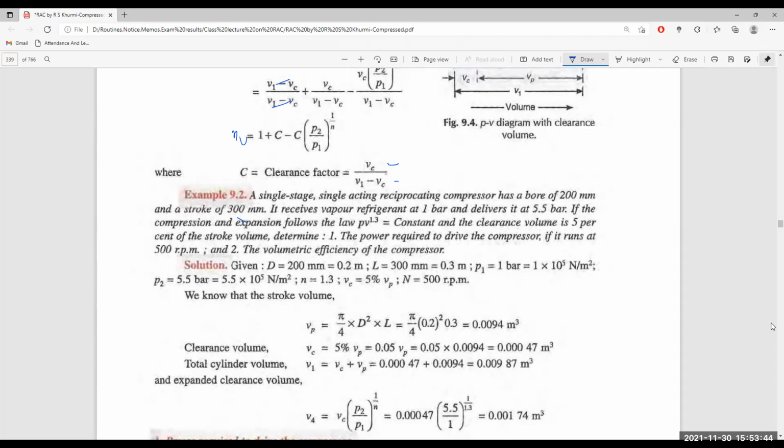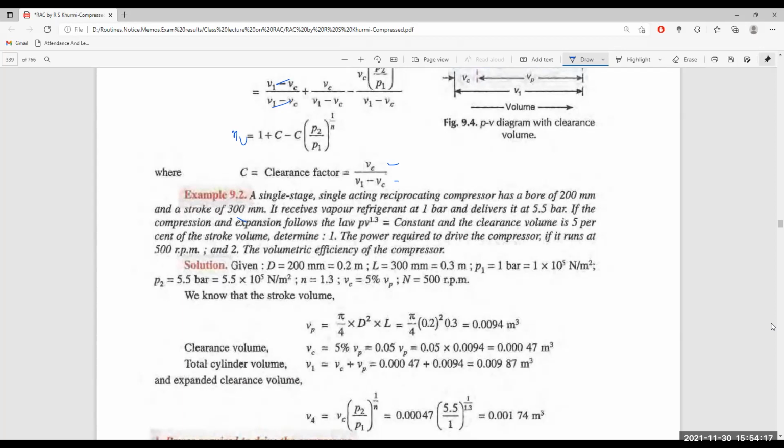Next, D is equal to 200 millimeter, which is 0.2 meter, and L is equal to 300 millimeter, which is 0.3 meter. P1 is equal to 1 bar, or 1 into 10 to the power 5 Newton per meter square. P2 is 5 bar, or 5 into 10 to the power 5 Newton per meter square. n is 1.3, Vc is 5% of Vs, and N is equal to 500 RPM.